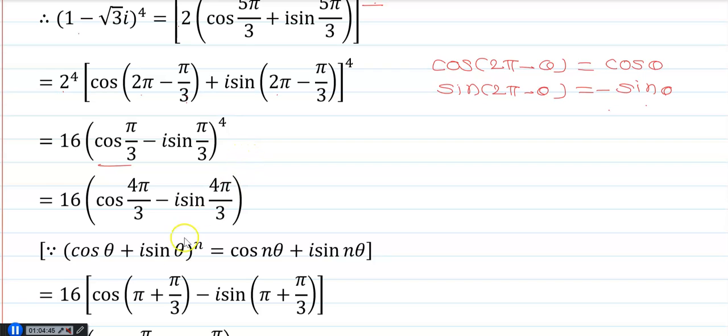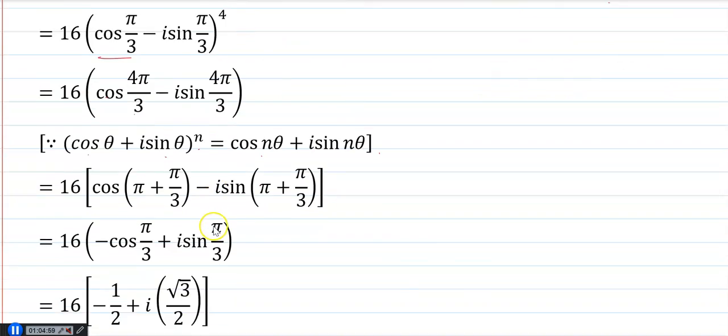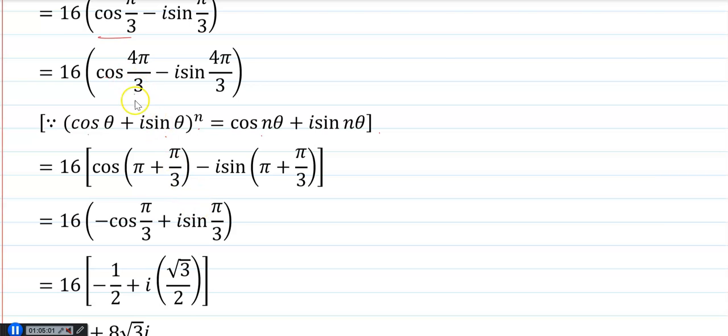Again, by using de Moivre's theorem, (cos theta plus i sin theta) raised to n is equal to cos of n theta plus i sin of n theta. It means that it is cos of 4 pi upon 3 minus i sin of 4 pi by 3. And again 4 pi by 3 can be written as pi plus pi by 3.